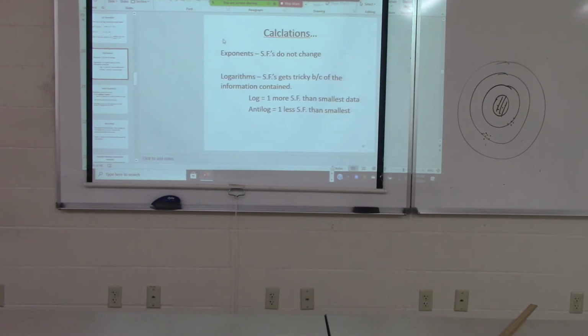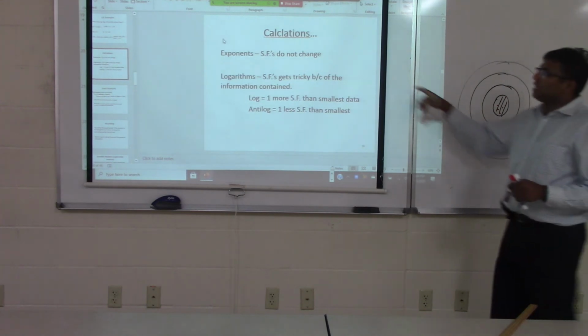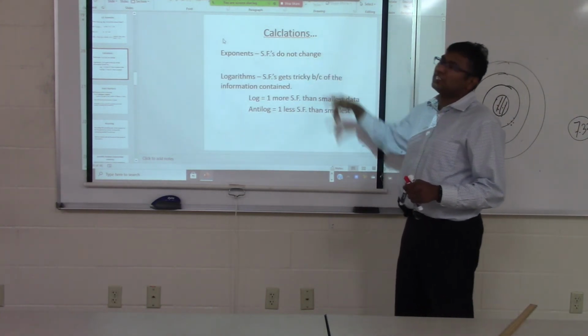So exponents. When you are doing sig figs, if your number has an exponential form like this, 7.32 times 10 to the power of 5, how many sig figs is this? 3. Because when you have an exponential form in a number, it doesn't count in sig figs. Only these numbers count. So this is a 3 sig fig number. The exponential form doesn't count in significance. Exponents, sig figs do not change.